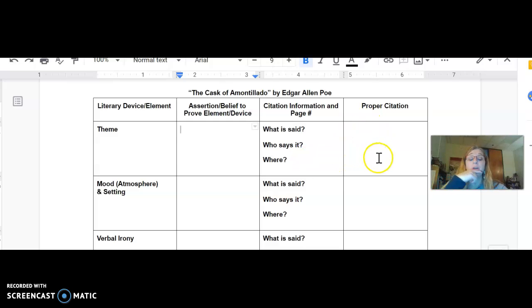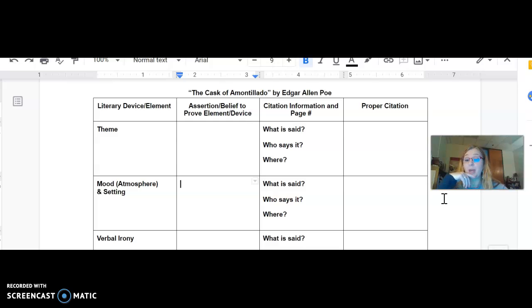And then over here is where you're going to do your proper citation. So in the very beginning, you're going to frame it, right? Depending, Montresor states, or Montresor says, if that's who you're talking about. And then your quote, and then of course the page number with the parenthetical citation, just like we talked about. Okay, so you're going to do that for each one of these.